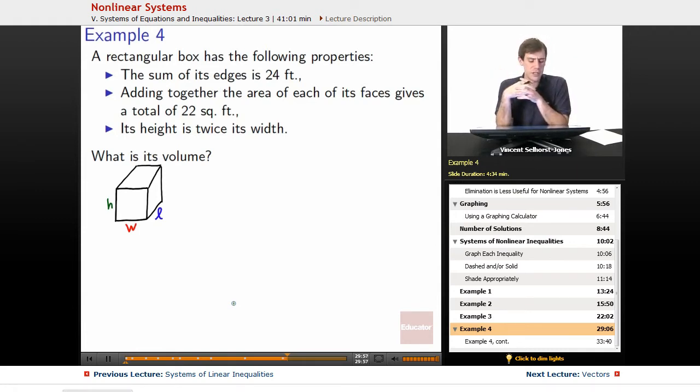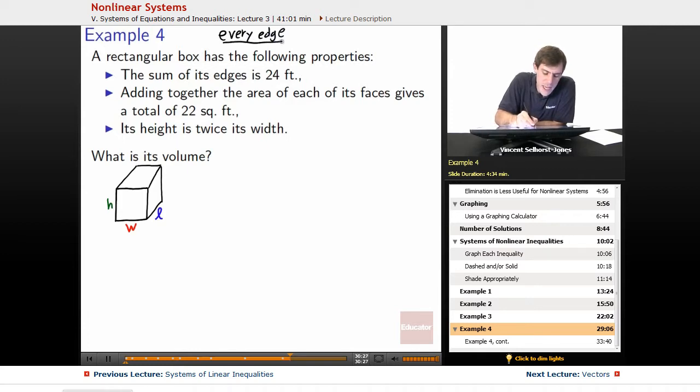The sum of its edges is 24 feet. Now, technically, we don't really know, are they saying just one of its edges each time, or are they saying all of its edges? Sometimes you wind up seeing things that are a little bit confusing in math. If you saw this on a test, it'd probably be a good idea to ask your teacher, because you're not sure, does that mean h plus w plus l, or does that mean each edge of the box all added together? So let's go with the sum of every edge. Let's say that's what it means.